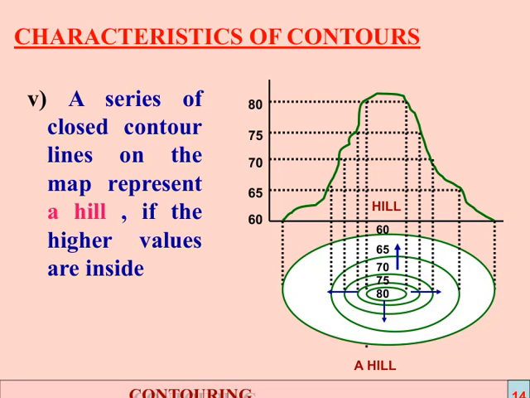Let's take a closer look at the characteristics of contours. When you see a series of closed contour lines on a map, they can tell us a lot about the terrain. Specifically, if the higher values are located inside those lines, it indicates the presence of a hill. Essentially, the contours form a concentric pattern that rises towards the center. So, those enclosed lines with increasing elevation as you move inward help us identify the hill's location and height.